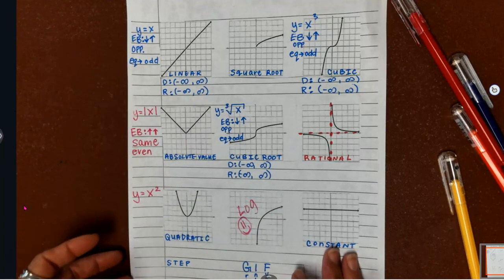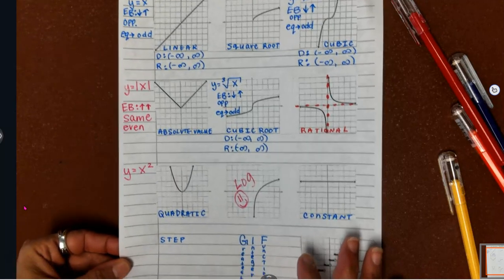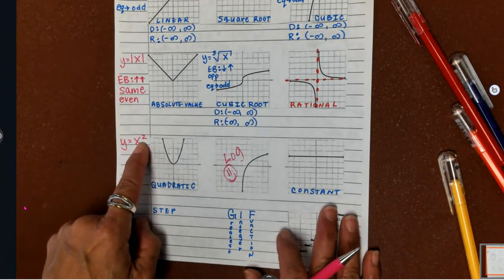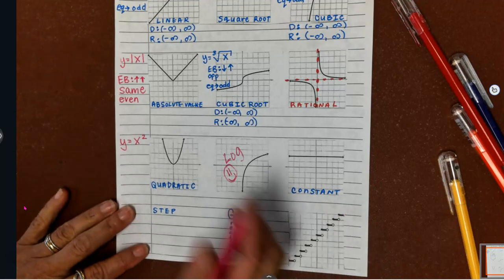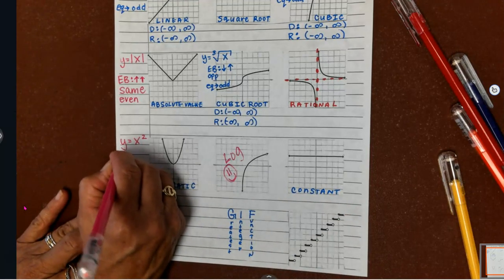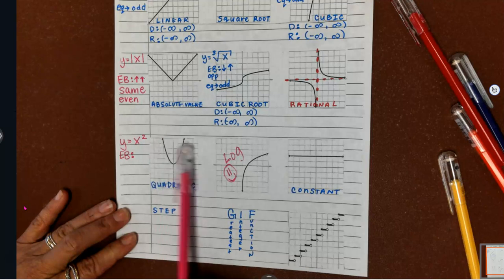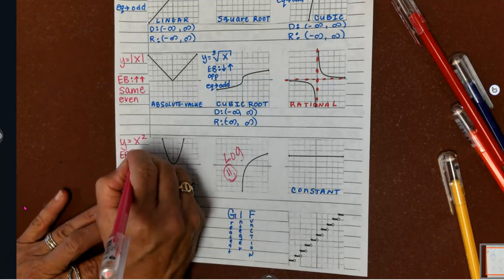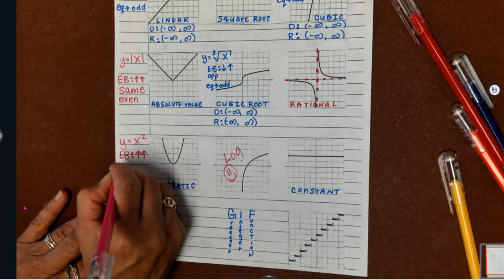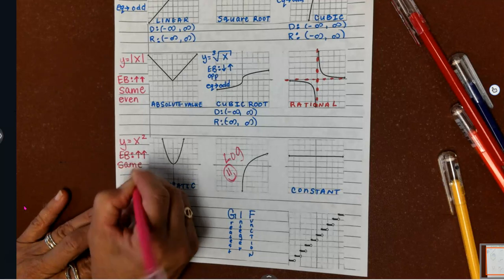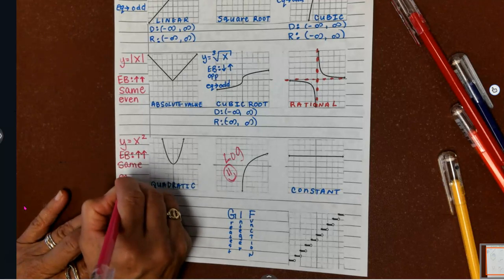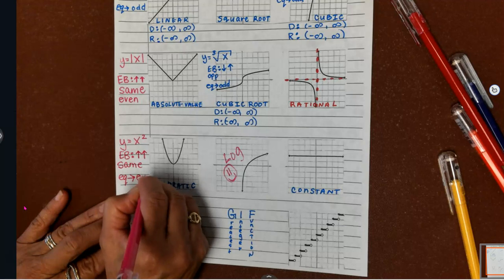Now, your quadratic, it's so much easier to see that it's even because it's raised to an even exponent. So this end behavior is up, up for both arrows. It has the same end behavior because the equation is even.